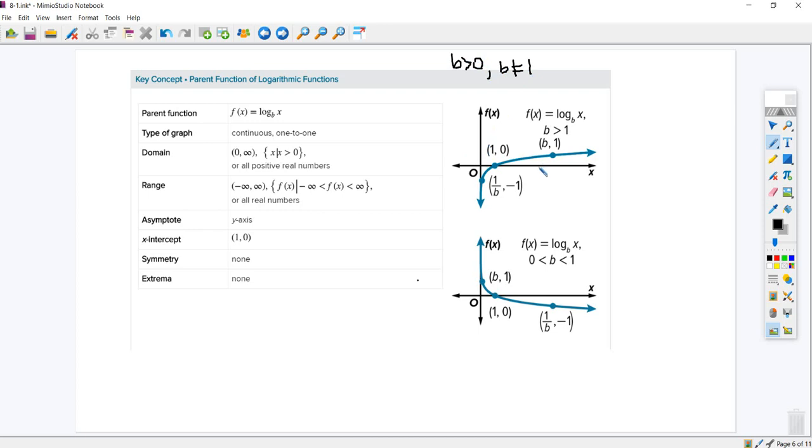Something different than x. Do not confuse with the domain. I'm not talking about that. I'm just saying you will never see log base negative 2, or you will see log base 0, log base 1. No, you will see only positive real numbers except 1.